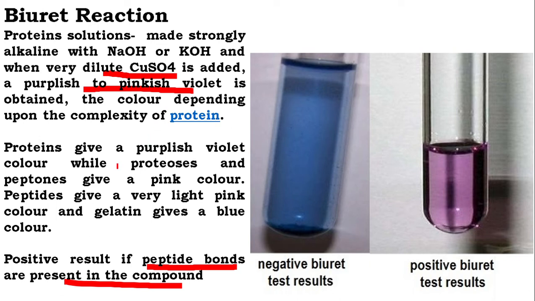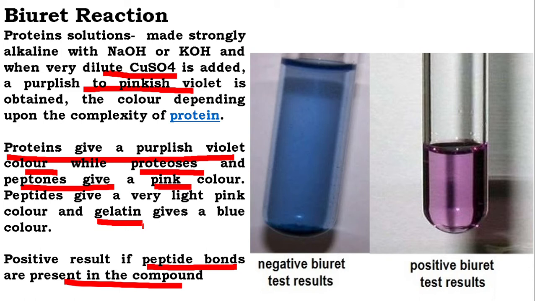You see, proteins give a purplish violet color, while proteoses and peptones give a pink color. Actually, in our syllabus, we are having only protein, so you can very easily identify this test. And gelatin gives a blue color. What is gelatin? You refer and find out what gelatin is. It's a small homework for you.